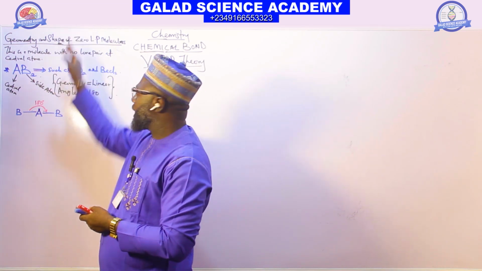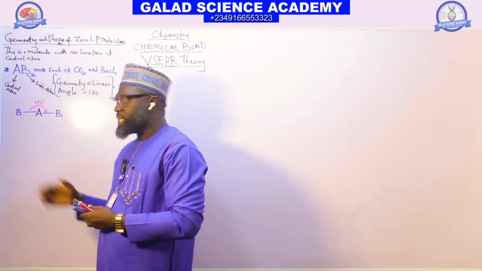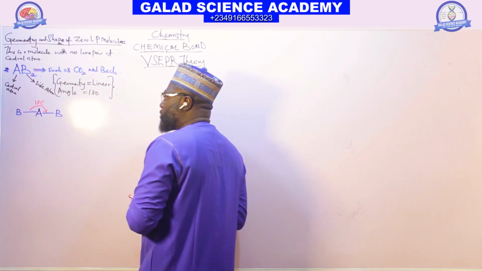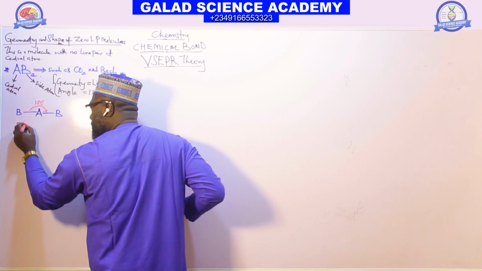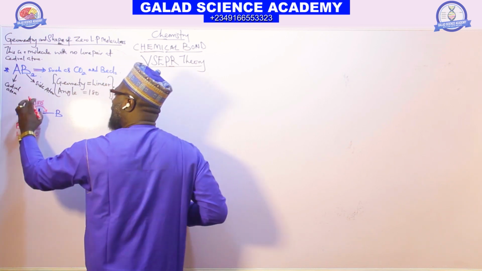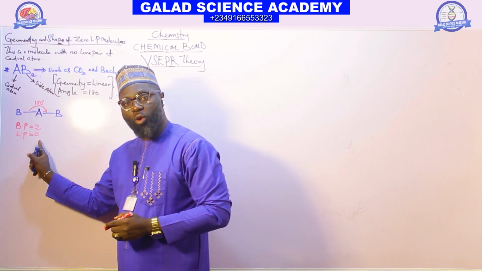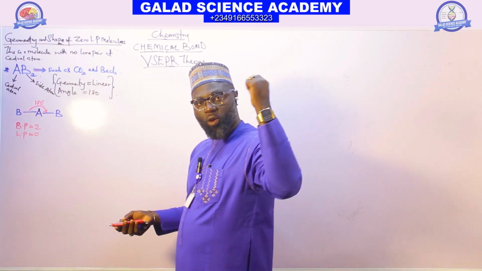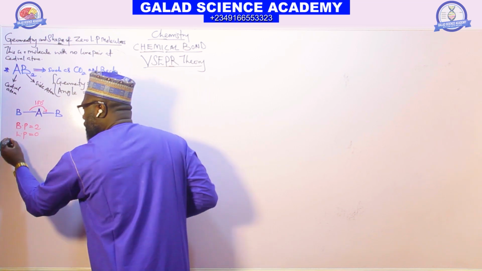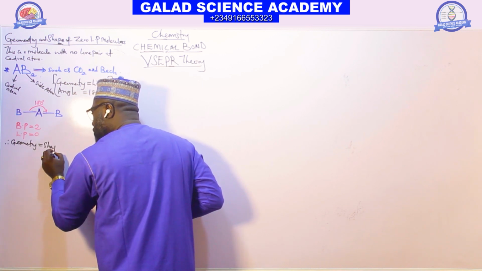And here, this is a molecule with zero lone pair. We have just two bond pairs, and there is no lone pair. The bond pair is two and the lone pair is zero. So any molecule that has bond pairs but zero lone pair, I said from the rules, the geometry will always be equal to the shape. Therefore, geometry is equal to the shape.